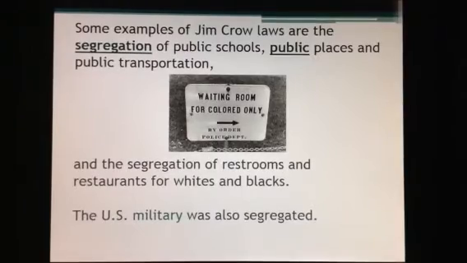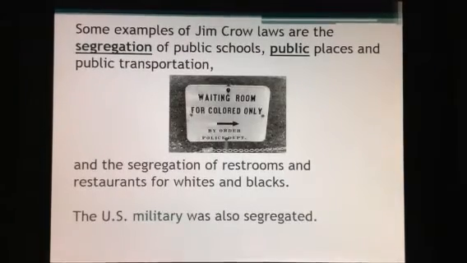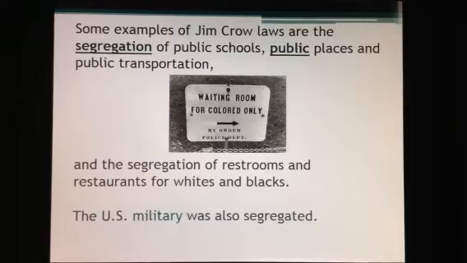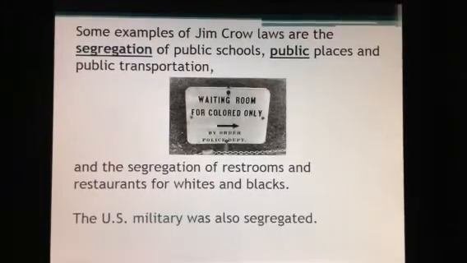Some examples of Jim Crow laws are the segregation of public schools, public places, and public transportation, and the segregation of restrooms and restaurants for whites and blacks. The U.S. military was also segregated.